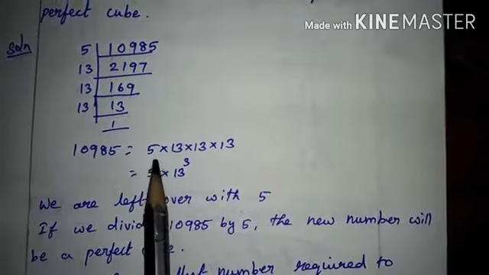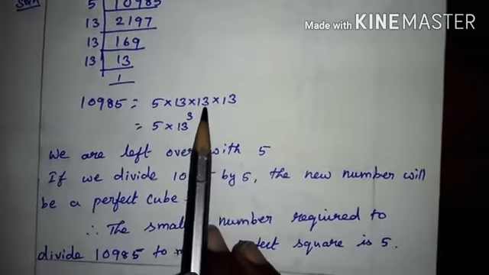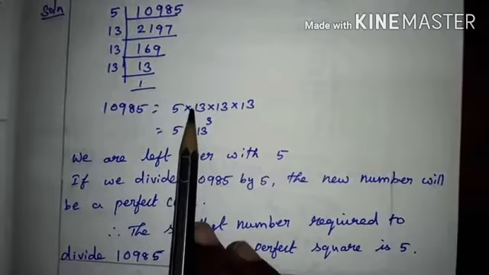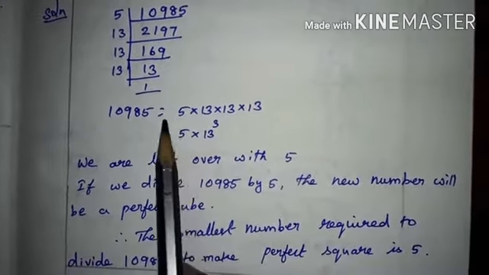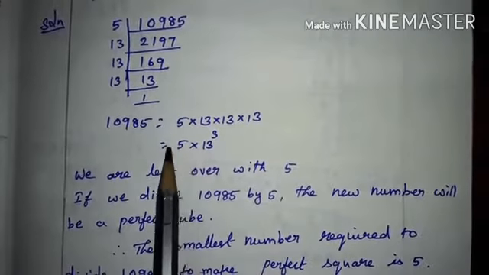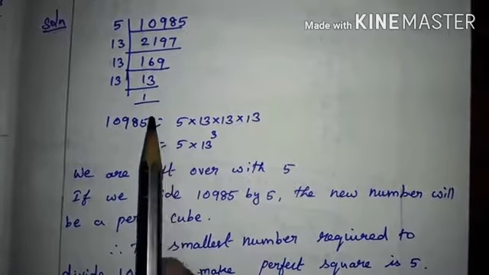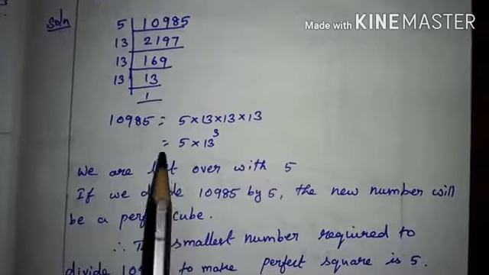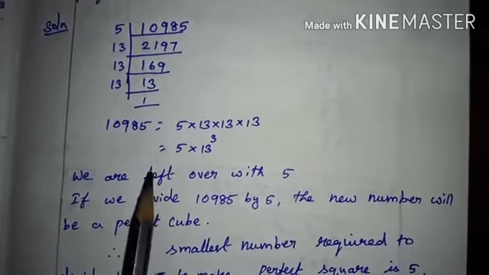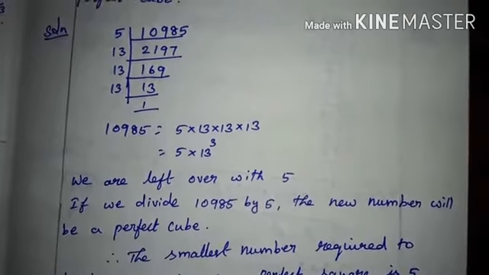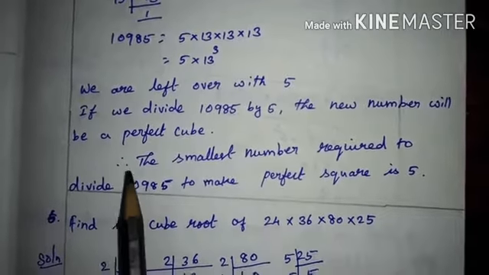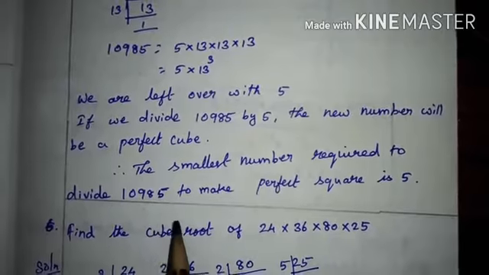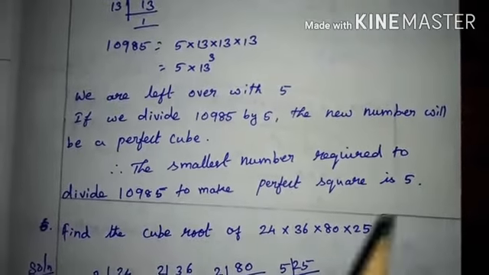We will get the prime factors as 5 into 13 into 13 into 13. This 13 into 13 into 13 we can group as 13 cube, but we are left with 5. Therefore, if we divide 10,985 by 5, we will get the perfect cube. Therefore, the smallest number required to divide 10,985 to make a perfect cube is 5.